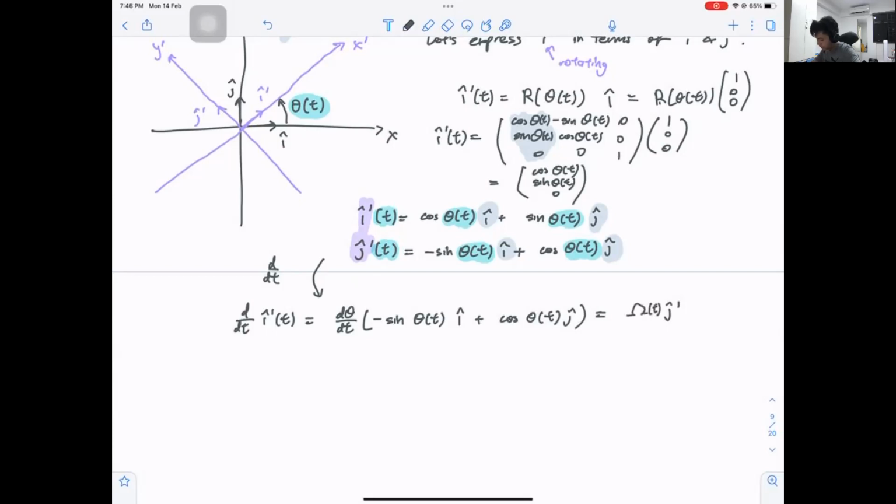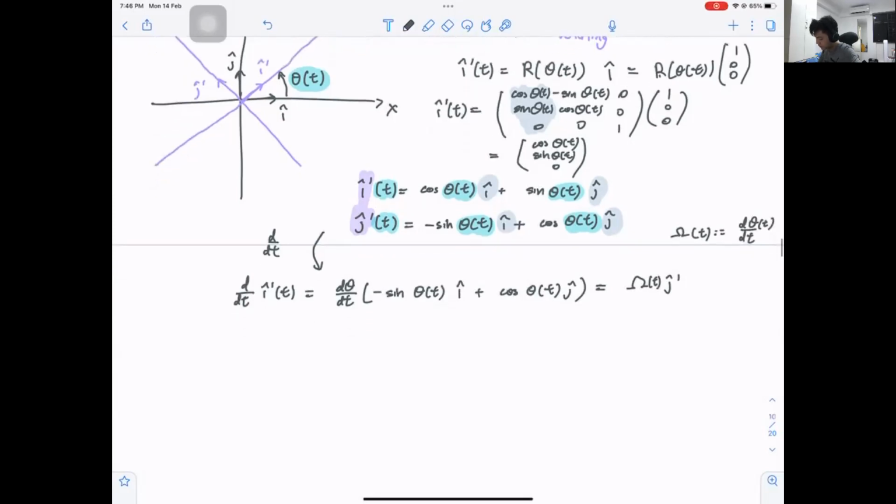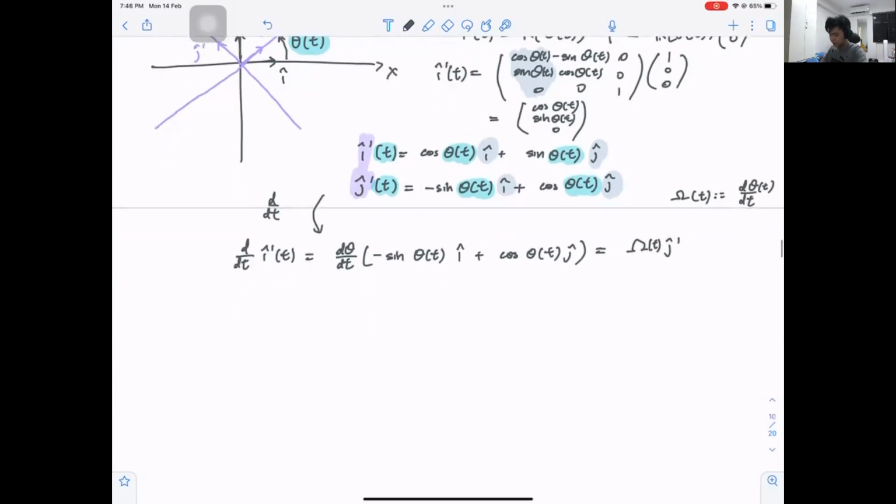So omega of time, we're defining omega of time to equal the derivative of the angle, right? And the angle changes with respect to time as well. So now, let's do that for j hat before we make some observations.